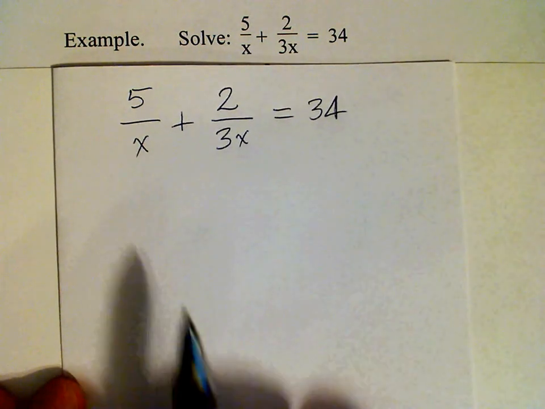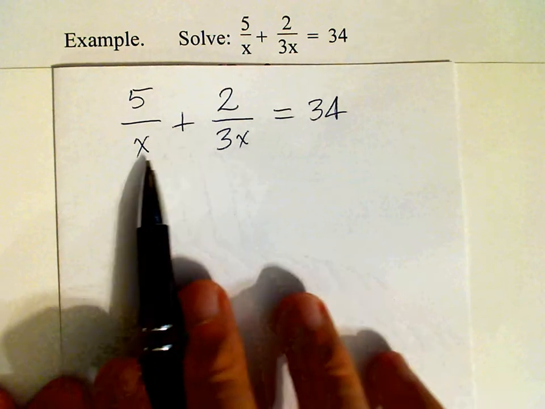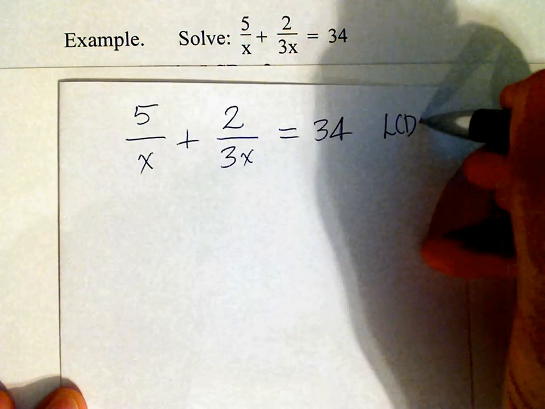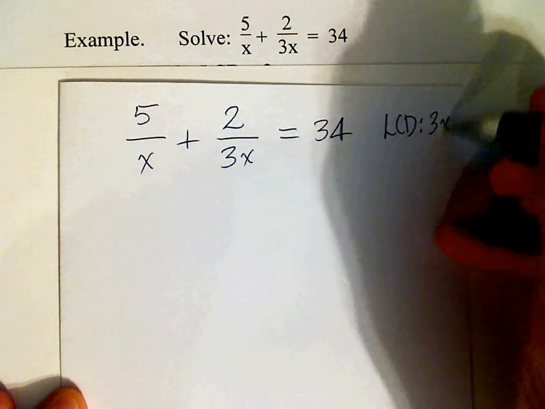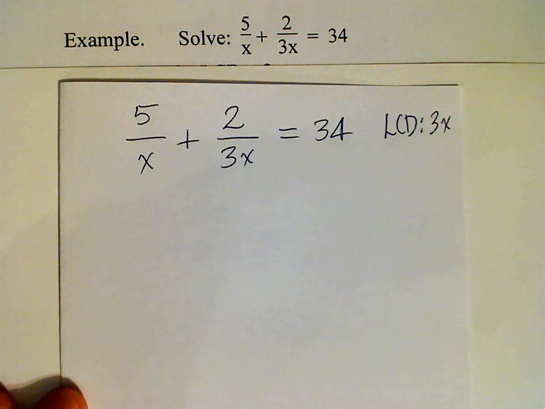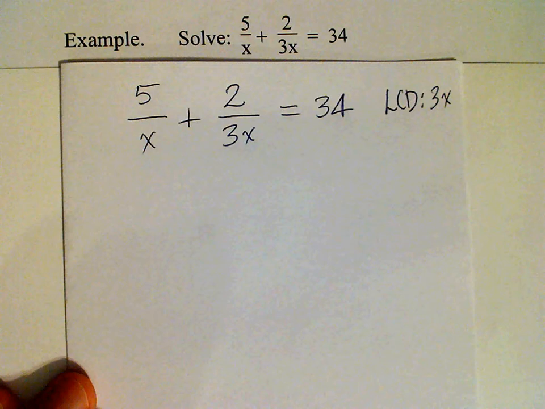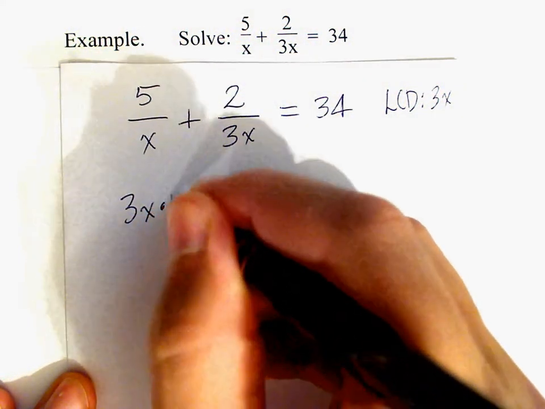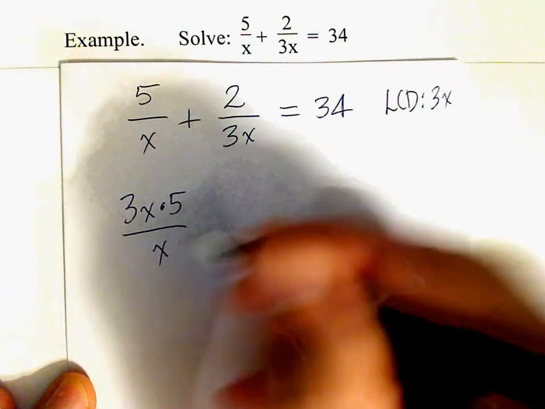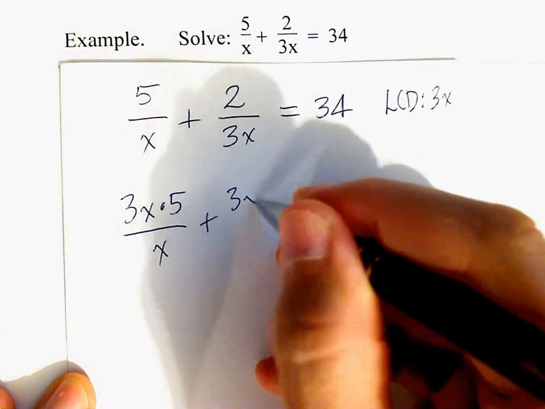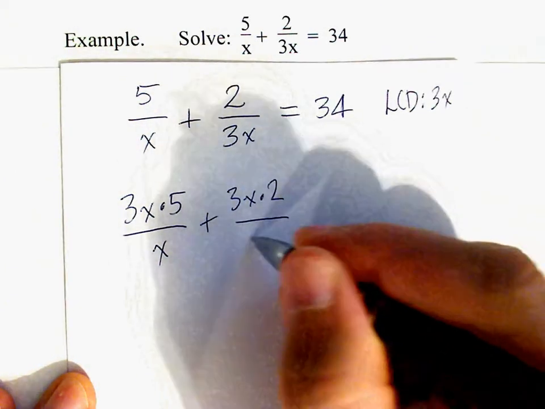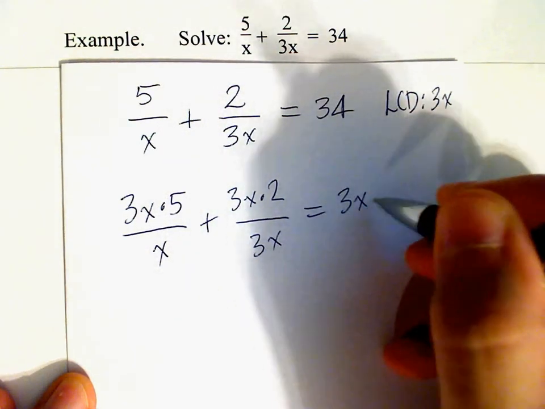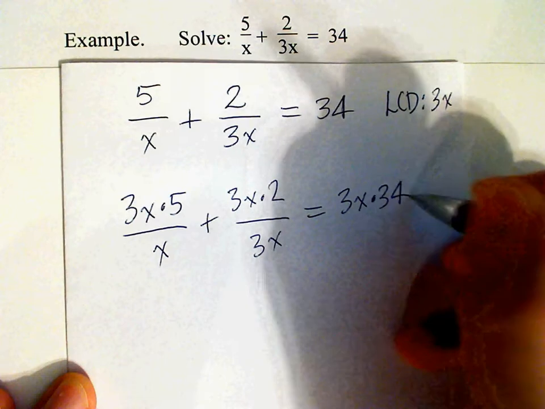Clearly, the least common denominator for these fractions is 3x. LCD 3x. So now we're going to multiply by 3x to clear the fractions. So that gives us 3x times 5 over x plus 3x times 3 over 2x is equal to 3x times 34.